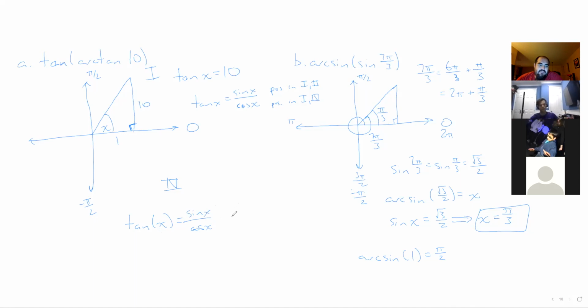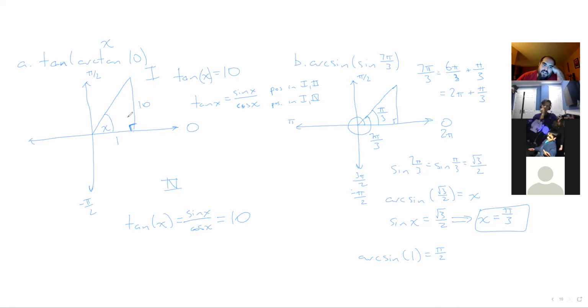I don't know. So the tangent of x is 10? Okay. So think about it this way. If we start from the inside out, we have arctangent of 10. That means I want to find an angle, and I think we even call it x, right? I want to find an angle x that has a tangent value of 10.